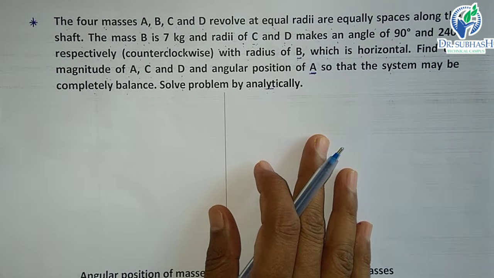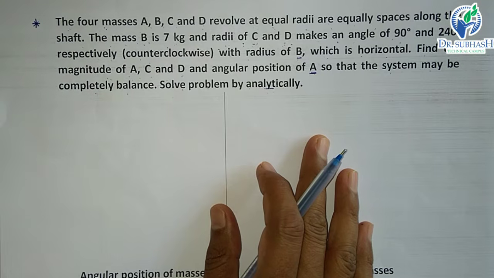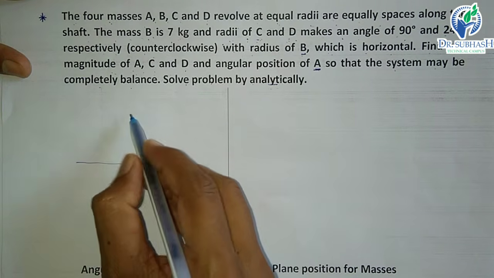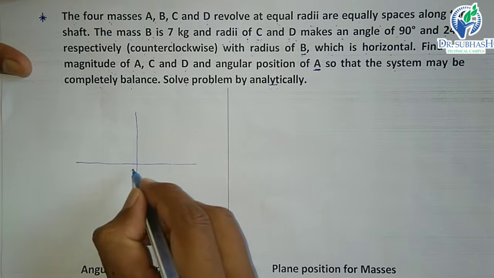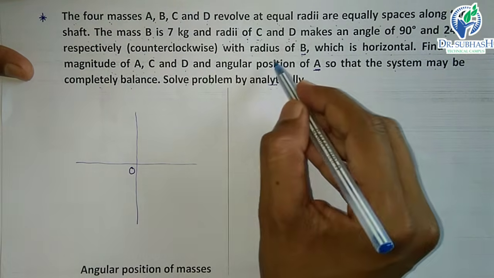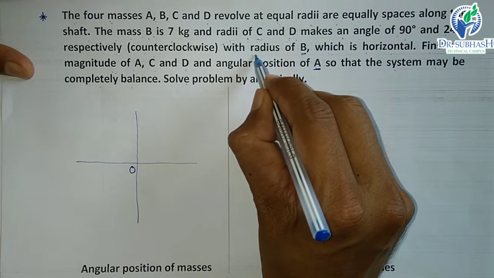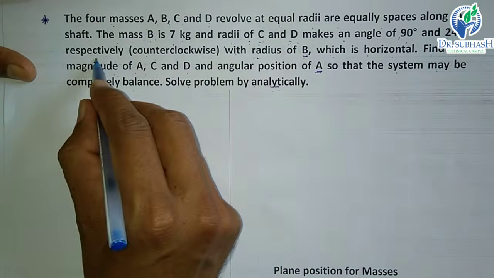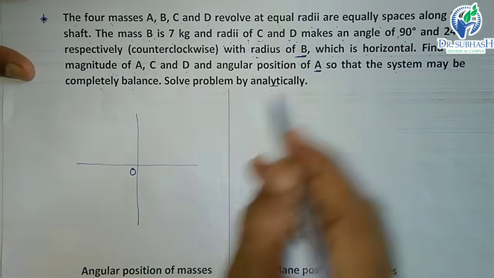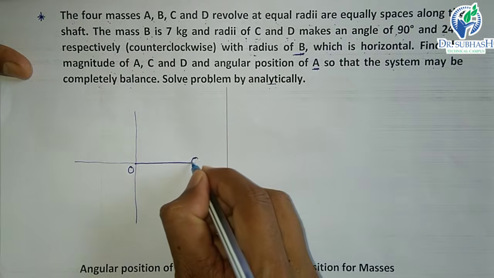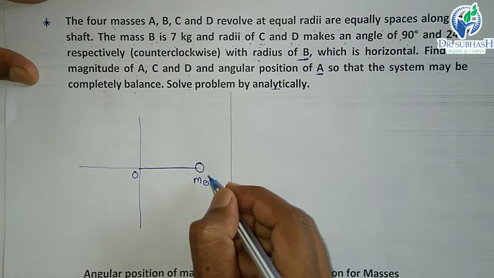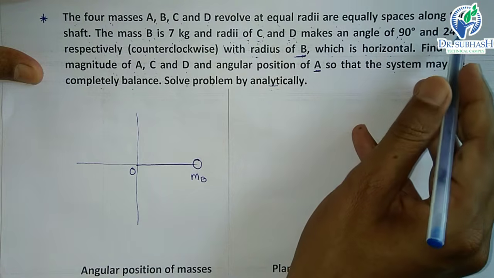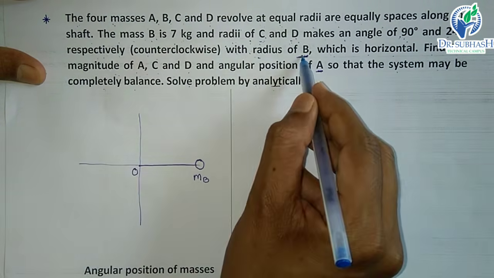Now, we know that there are basically 5 steps. The first step is the angular position. So let us consider the angular position. We consider this as our reference O. Here one sentence is clearly given: the radii of masses C and D make angles of 90 degrees and 240 degrees respectively with the radius of mass B. That means if we assume mass B is in the horizontal direction, so here we write mass B, then masses C and D make angles of 90 degrees and 240 degrees respectively with mass B in the counterclockwise direction.